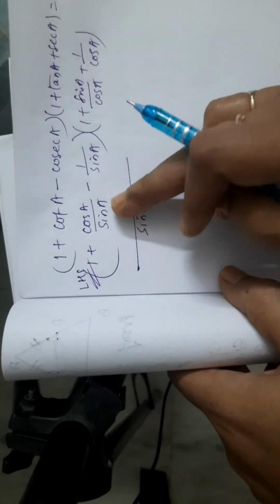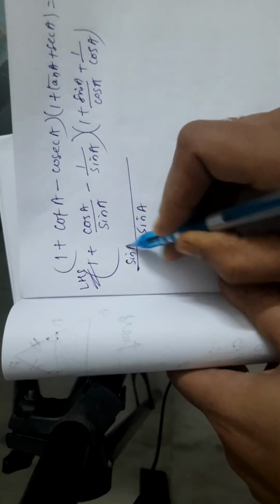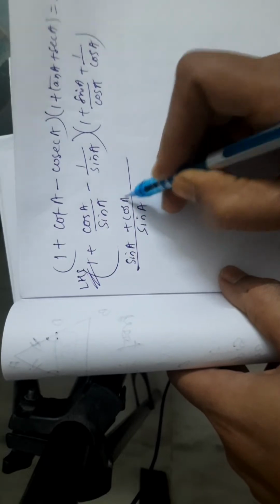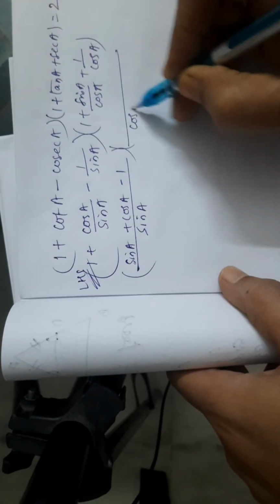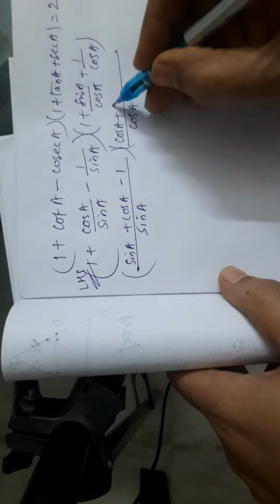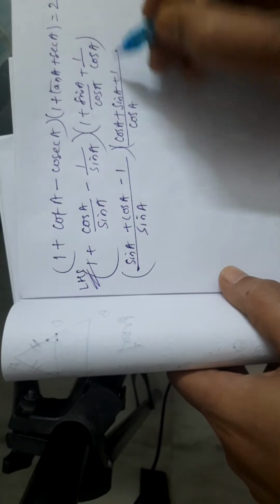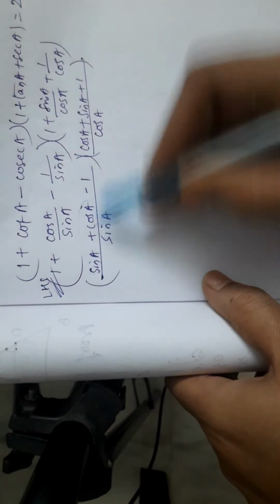Sin A, so here nothing is there, so sin will multiply there: sin A plus cos A minus 1. In the same way here, cos A is the LCM. Cos multiplied by 1 is cos A, then sin A plus 1. Next, cos A sin A, cos A sin A.